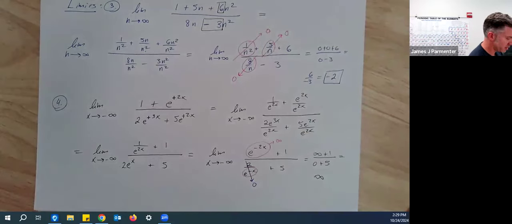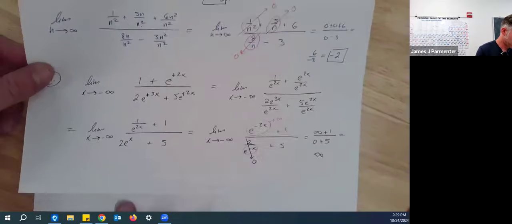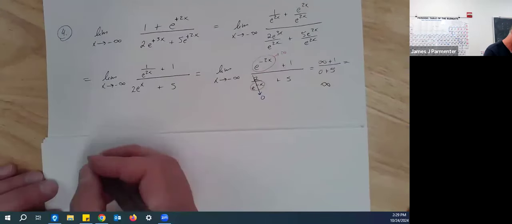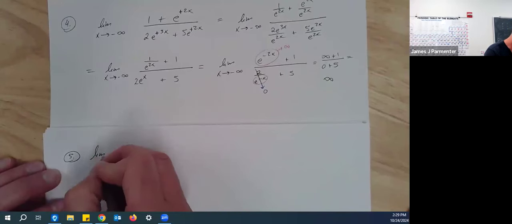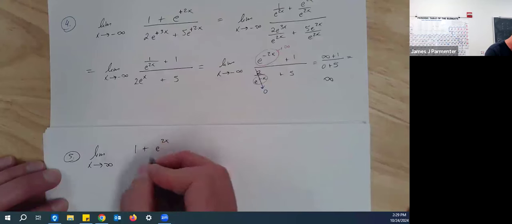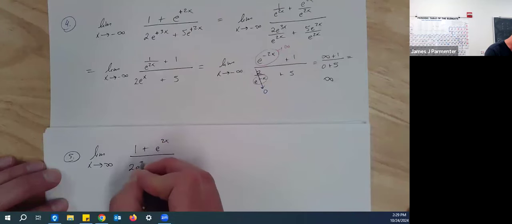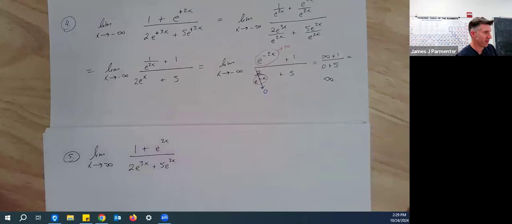Let's look at the other limit just for completeness' sake. What if we were going instead to positive infinity? The limit as x goes to positive infinity of 1 plus e to the 2x over 2 e to the 3x plus 5 e to the 2x. So now what am I going to divide everything by? Yeah, the thing I said before, I know it's been a minute. We're going to divide everything by e to the 3x, the thing that's getting bigger faster.